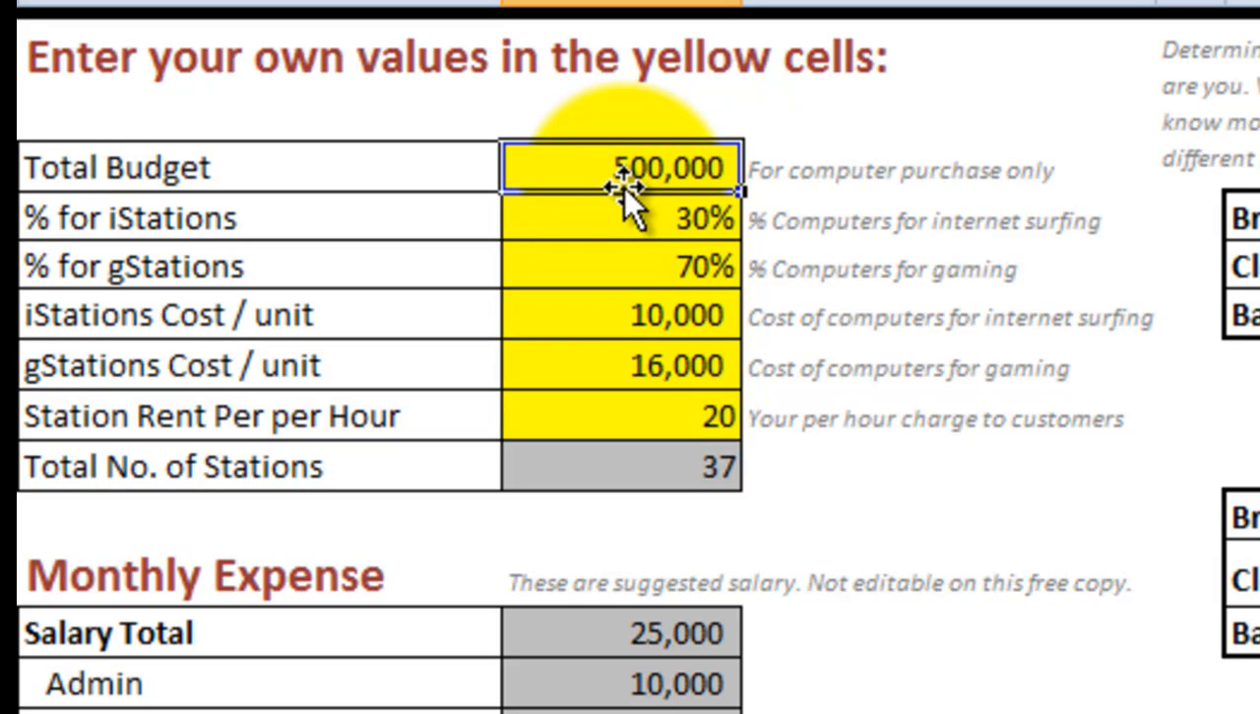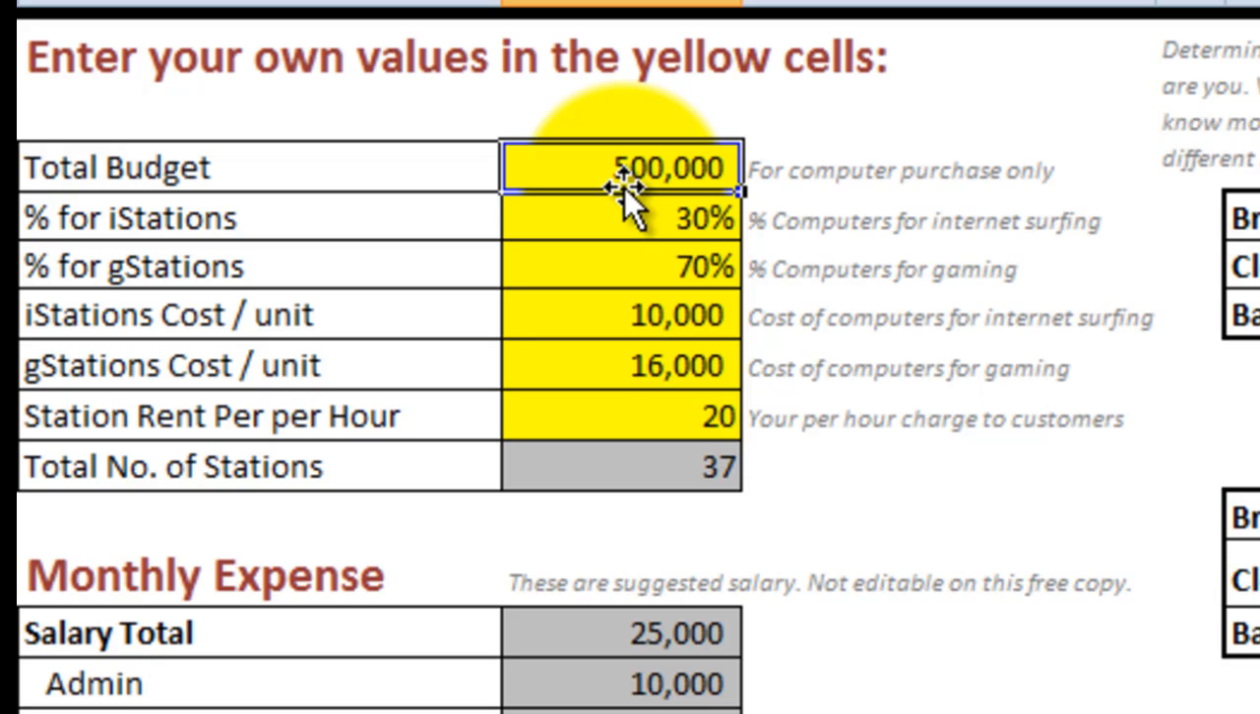Well, I'm not telling you that an internet cafe is profitable or not. That's the purpose of having this internet cafe financial calculator. It depends on a lot of factors that you need to consider so that you'll be able to realize the success of your business.